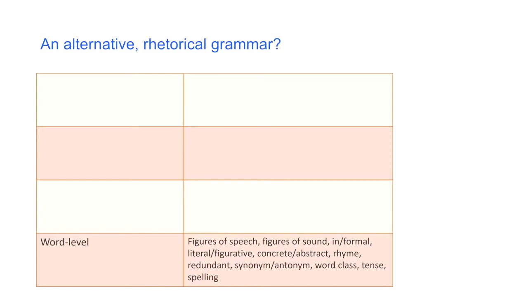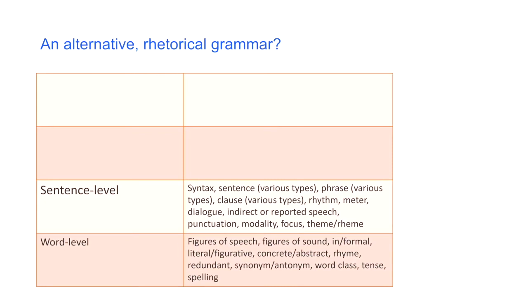So most of the time when we think of grammar, we think of stuff at the word level, don't we? Figures of speech, figures of sound, informal, literal, figurative, concrete, abstract, rhyme, redundant, synonym, antonym, word class. Actually, in fact, a lot of the time we just think of word class when we think of grammars. We're at the word level and we're identifying nouns, verbs, adjectives, various clauses and what have you. We forget that actually the word level language we might use and bring to bear on text is quite expansive. We might then think about, well, how does grammar work at the sentence level?